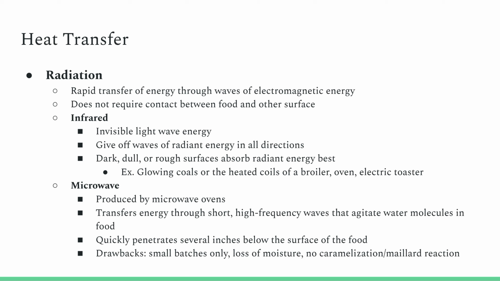Dark, dull, or rough surfaces absorb radiant energy best. So, glowing coals or the heated coils of a broiler oven or electric toaster give off infrared energy. And one product that we are very familiar with is the microwave.